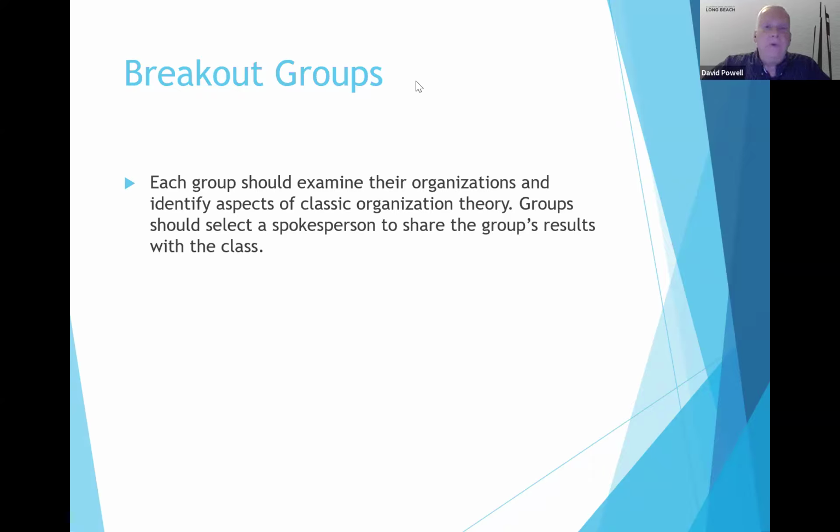What I'm asking each of our rooms to do is to examine your organizations and identify aspects of classic organization theory. By that, I mean, maybe if you could give me 3 examples of classic organization theory that you see in your organizations. I think 3 would certainly be sufficient to get our discussion going. Each group should also select a spokesperson, as always, so that you can share out the results from your group once we reconvene at the end.